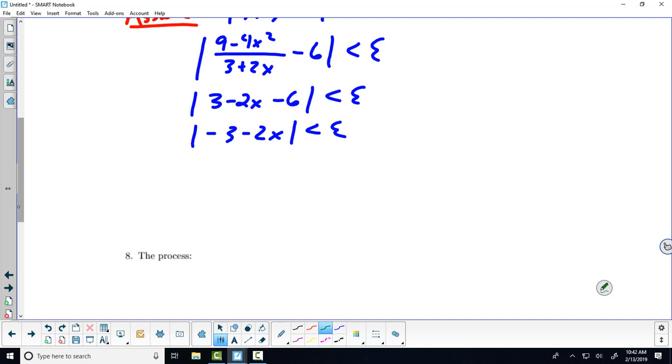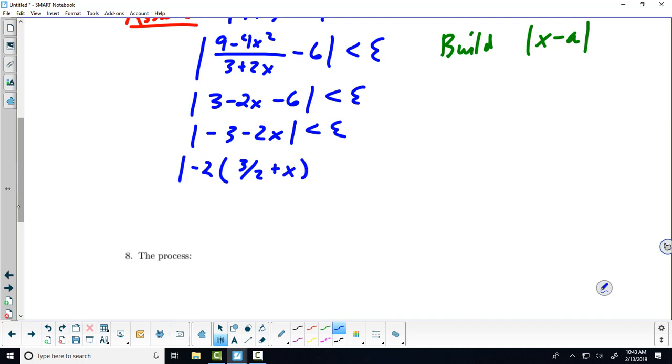Remember what I'm trying to build: the absolute value of x minus a. So let's factor out a 2 from this. 2 doesn't go into it, well, we can still divide 2 out of both terms. Actually, I'm going to factor out a minus 2, so it gives us negative 2 times (3/2 plus x) is less than epsilon. If I lost you there, distribute that negative 2 back through and see that we have the line above it.